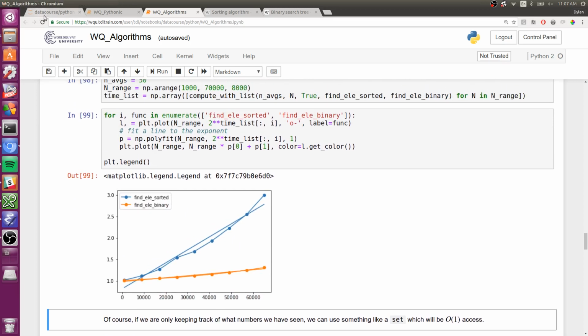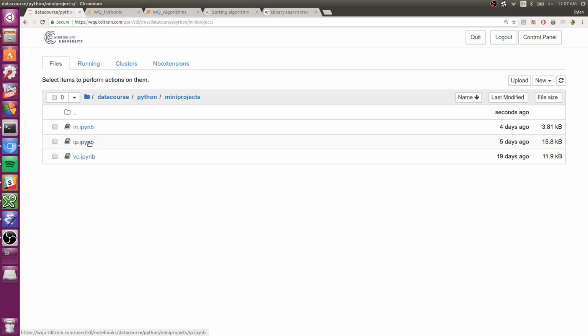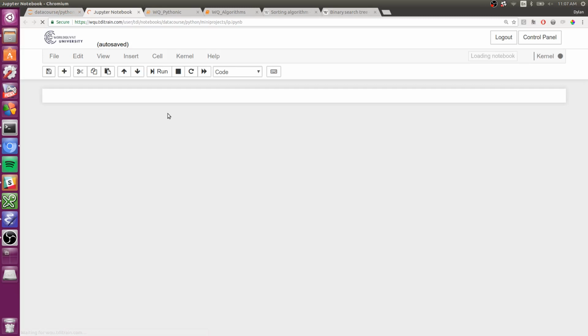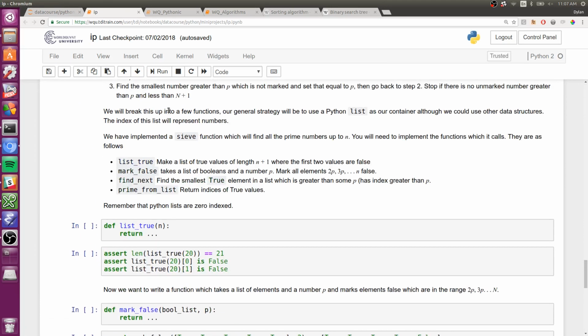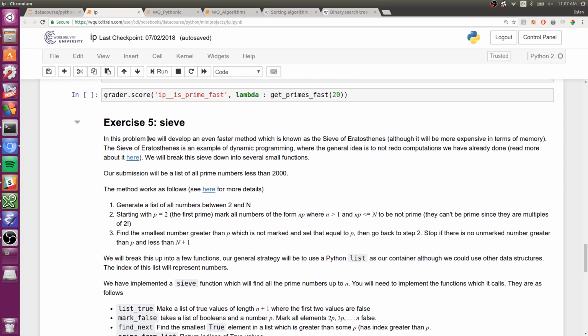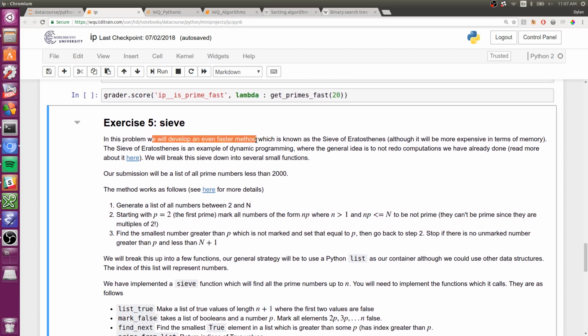And this is the inspiration behind, in the IP Mini project, the last question, which asks you to develop an even faster method for calculating primes.